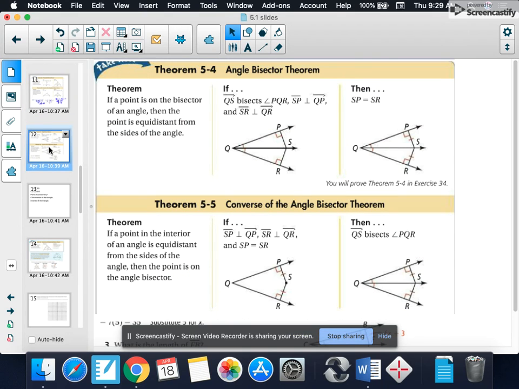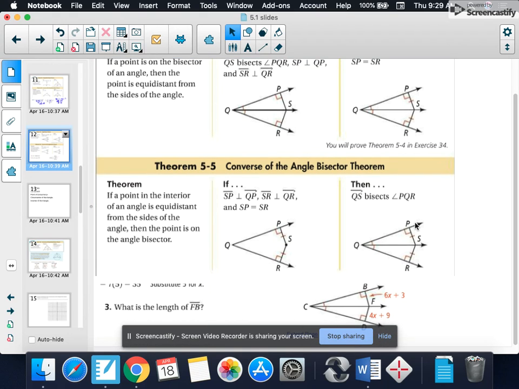The next two theorems we have are the angle bisector theorems. That just says that if a point is on the bisector of an angle, then the point is equidistant from the sides of the angle. So in the picture, we have QS bisects angle PQR, and SP is perpendicular to QP, and SR is perpendicular to QR. So therefore, SP has to be equal to SR. And then we also have the converse, which says that if a point in the interior of the angle is equidistant from the sides, then it has to be on the angle bisector.